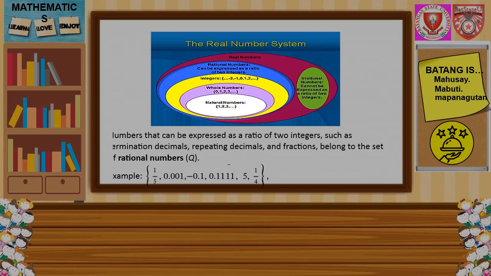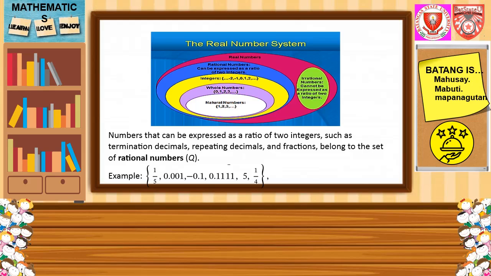A number that can be expressed as a ratio of two integers, such as terminating decimals, repeating decimals, and fractions, belongs to the set of rational numbers, or its symbol Q. Examples: 1/5, 0.001 or 0.1 in the thousandths, -0.1 tenth, and 5. Another one is 1/4.